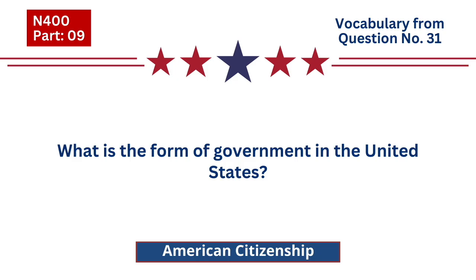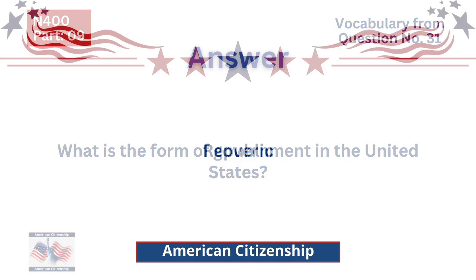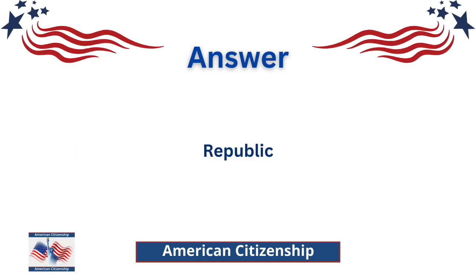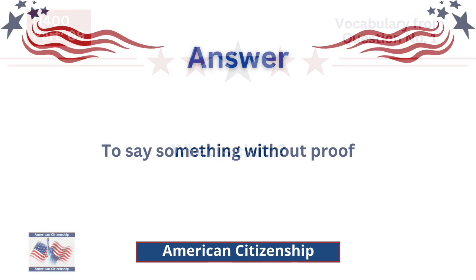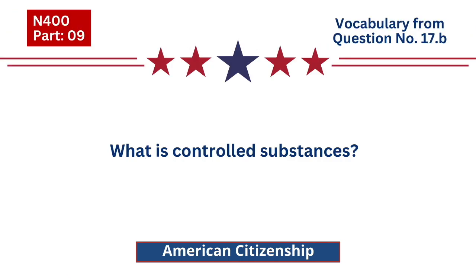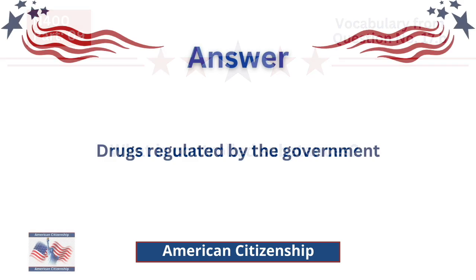What is the form of government in the United States? Republic. What is claim? To say something without proof. What is controlled substances? Drugs regulated by the government.